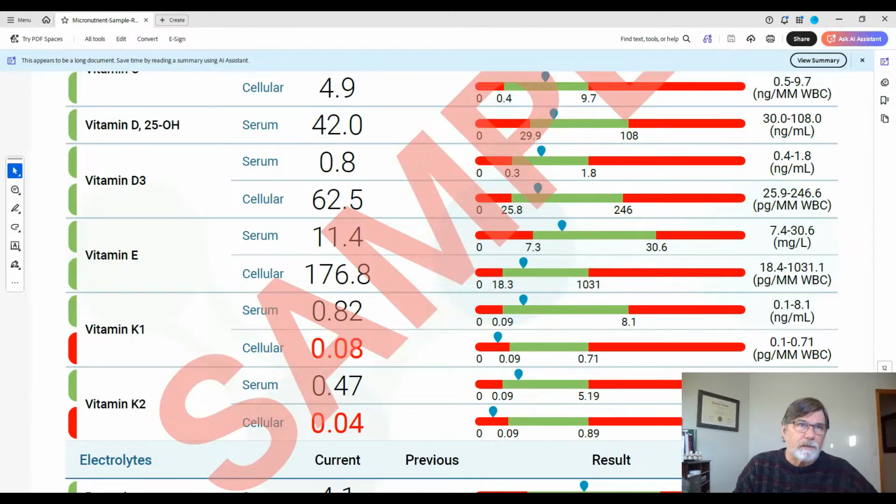An example of this is vitamin C and the adrenal glands. You may have as much as 1,000 times more vitamin C inside the adrenal glands than you do in the serum. All right, hopefully this is helpful.